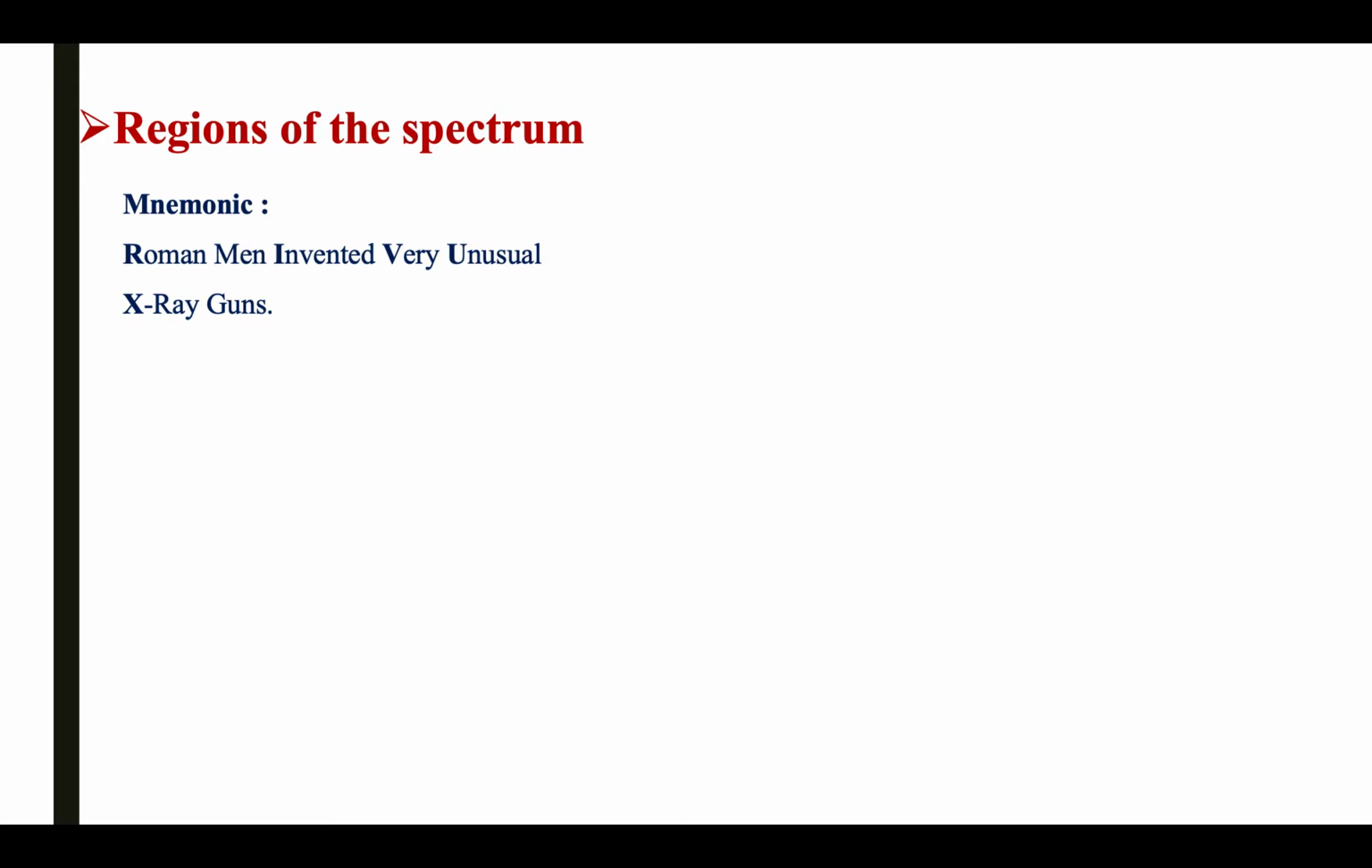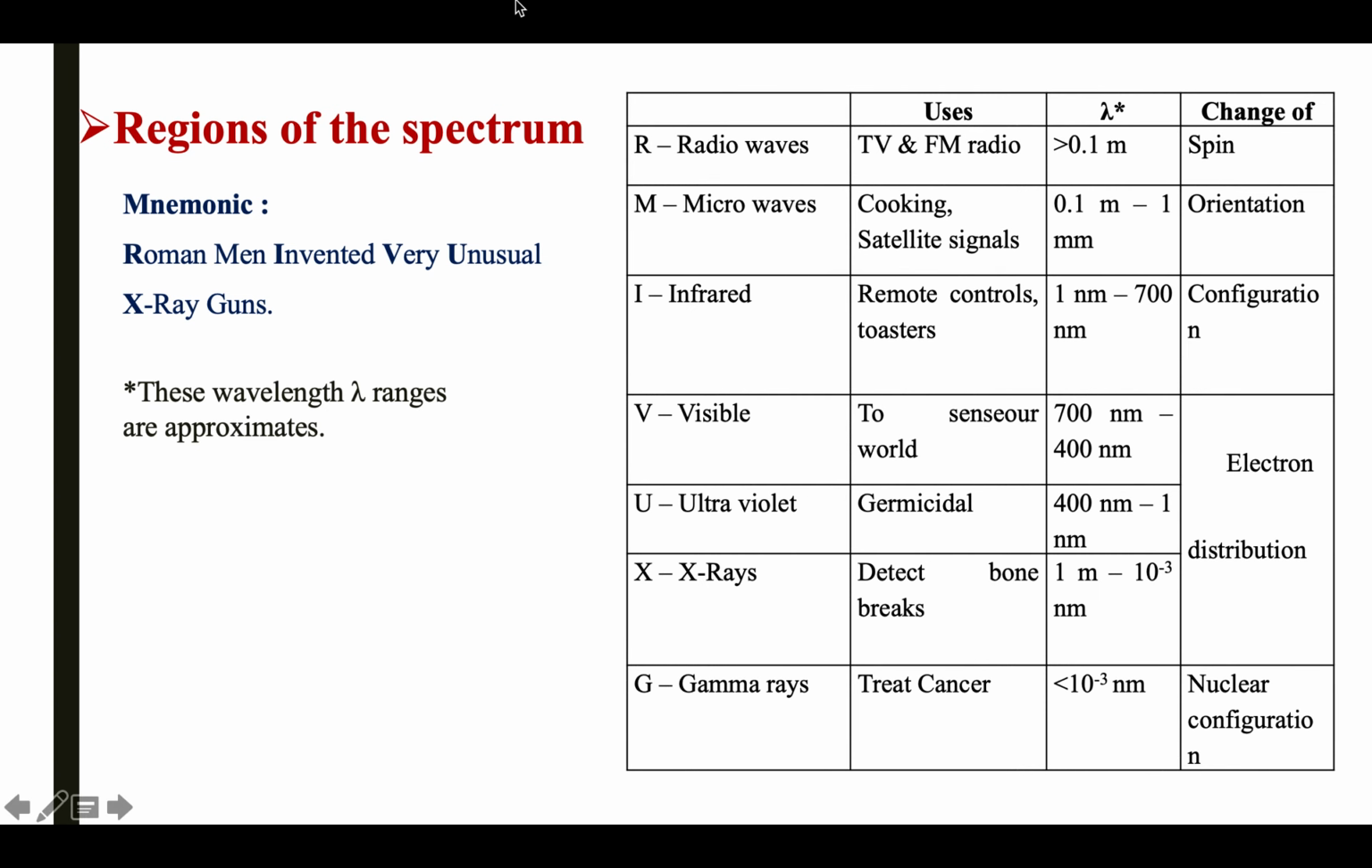For memorizing this spectrum, I have given a mnemonic. The sentence is: Roman man invented very unusual X-ray gun, RMIVUXG. The first is radio waves, which are used for TV and FM radio. The typical wavelength is greater than 0.1 meter. That corresponds to a change of spin, that is nuclear spin.